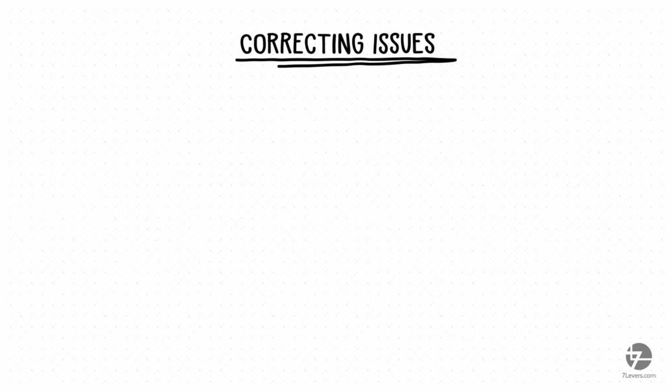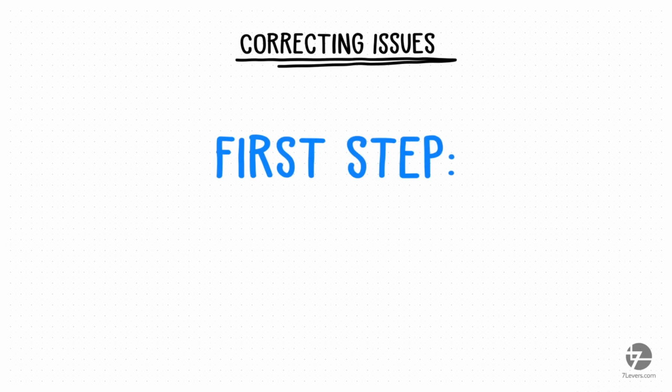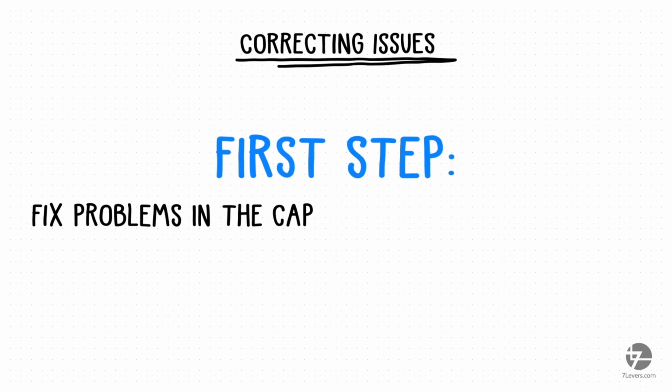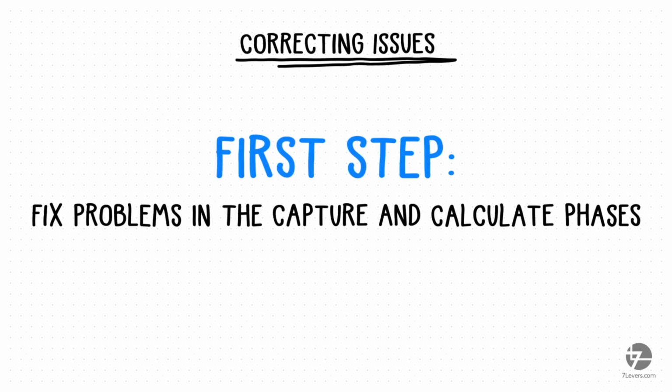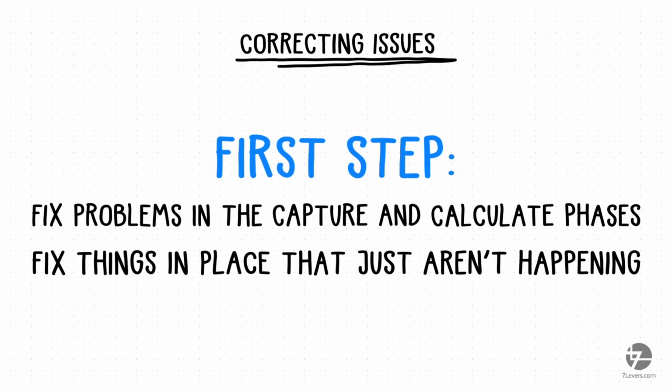What we're going to do in this module, first of all, and most importantly, is fix things that we've identified in the capture and calculate phases. So we might have identified things that we are missing measurements on, or systems that are broken or that are just not functioning quite properly. Things that were in place that just aren't happening.